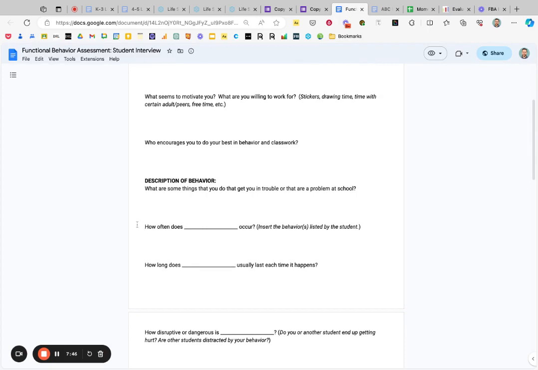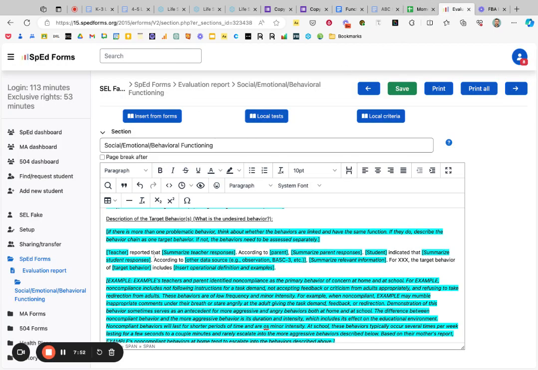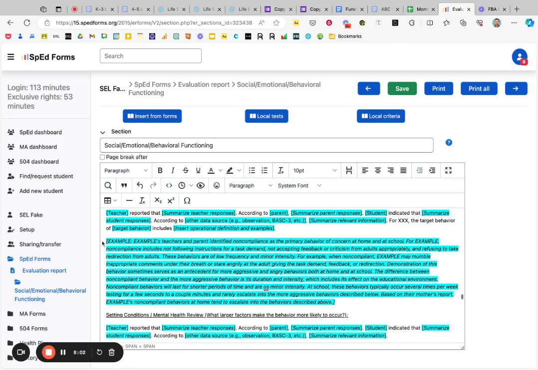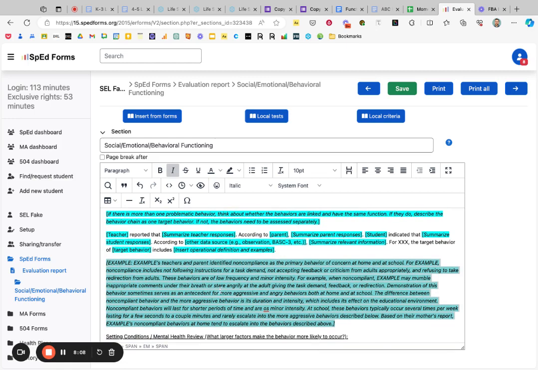So you get it. I think these interviews pretty much mirror the template in SPED forms and make it easier to fill out. So teacher reported that students' emotional behavioral outbursts are the primary behavior of concern. They look like this. And again, you have a full example of what this looks like down here below when it's actually completed for a student. So if you're ever curious, am I writing too much? Am I getting to the point of what this is supposed to be? You can look down here at this example.